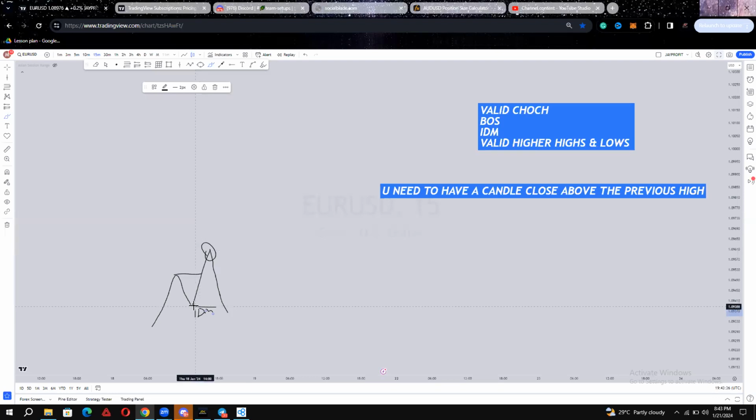So basically, after price takes out an inducement, we are expecting it to do what? Continue bullish again. Once it continues bullish and breaks this structure again with a candle close above it, then we confirm this to be our higher low. I hope you guys can hear me correctly. We confirm this to be our higher low.